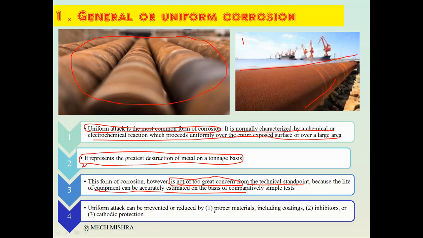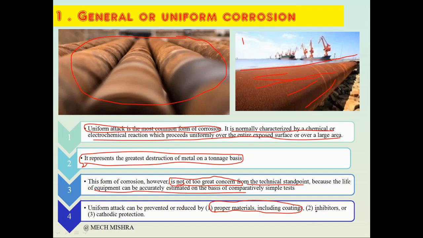This can be prevented by proper material selection, including coating, meaning selection of proper material as per the environment, or applying the proper coating. Here, see, the carbon steel pipe has corroded uniformly, but if we had provided a better coating, we could prevent this type of corrosion.